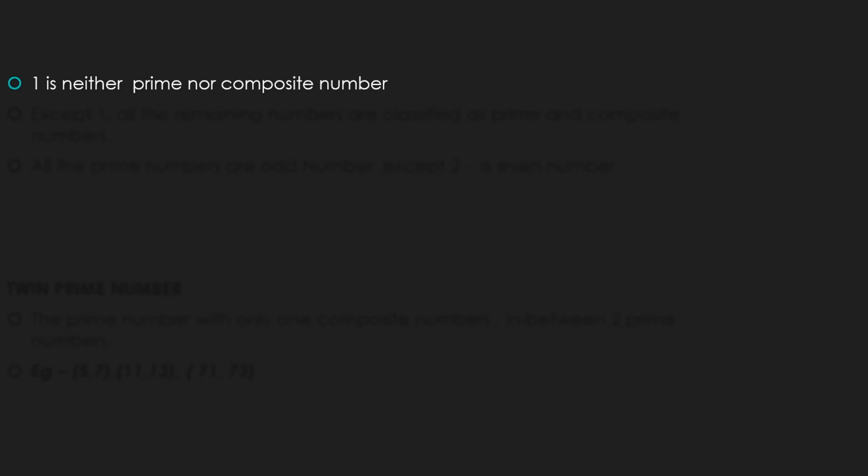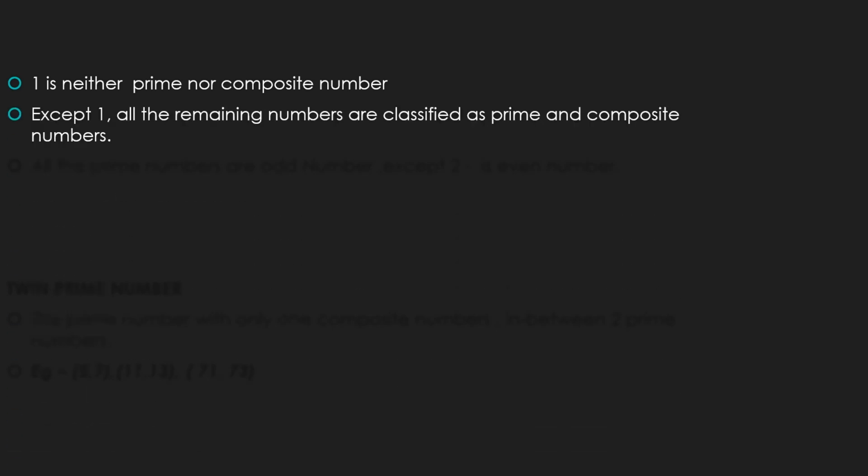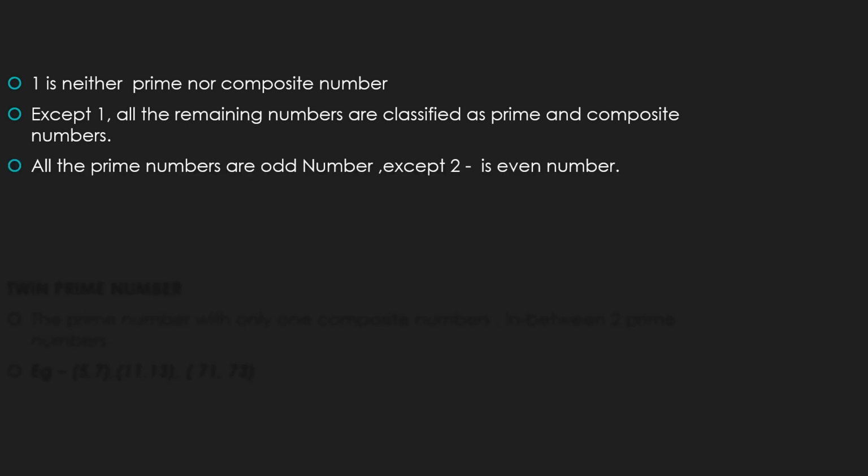So if we go with this, except 1, all the remaining numbers we are classifying as either prime or composite numbers. Which one is the even prime number? 2 is the only even prime number. All the remaining prime numbers are odd numbers.